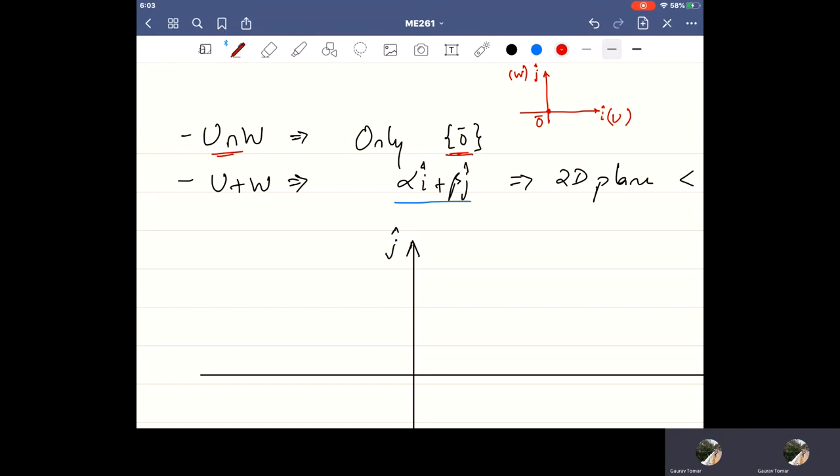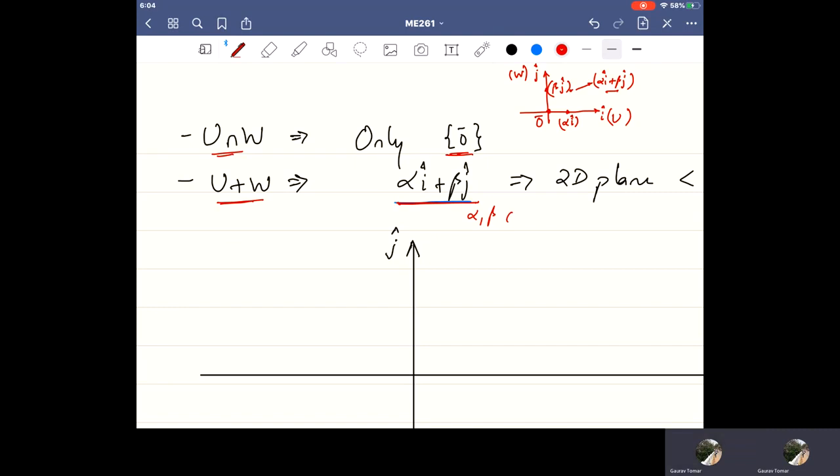Now, if you want to define the sum U plus W, it's going to be a linear combination. You take a vector of U and a vector of W, and when you add them up, you get the vector alpha i hat plus beta j hat, correct? So U plus W is going to be alpha i hat plus beta j hat, for any value of alpha and beta, right?